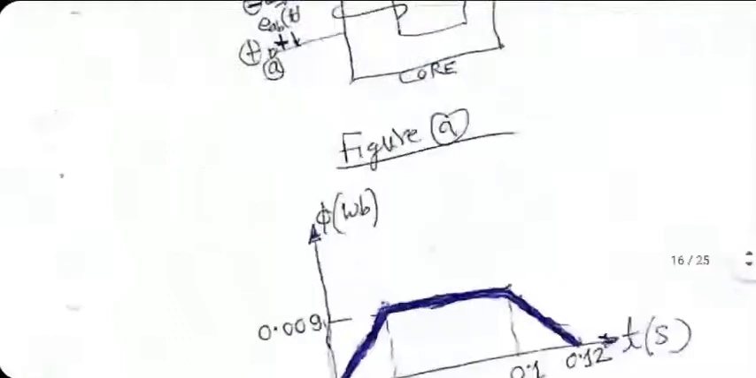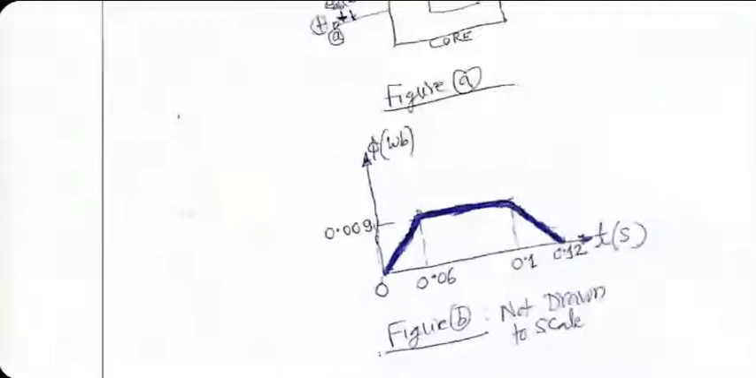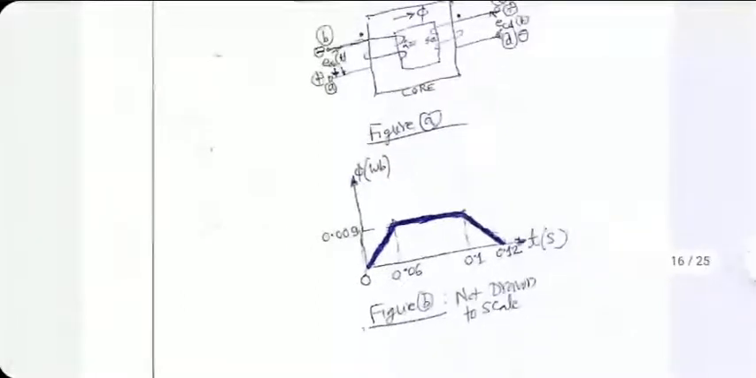And flux actually is increasing linearly in the beginning up to 0.06 second. Then between 0.06 second and 0.1 second, it is constant at a value of 0.009 Weber. Then it falls back to zero linearly, and it comes to zero again at time equal to 0.12 seconds. So for each of the three ranges of time, you have to apply Faraday's law.